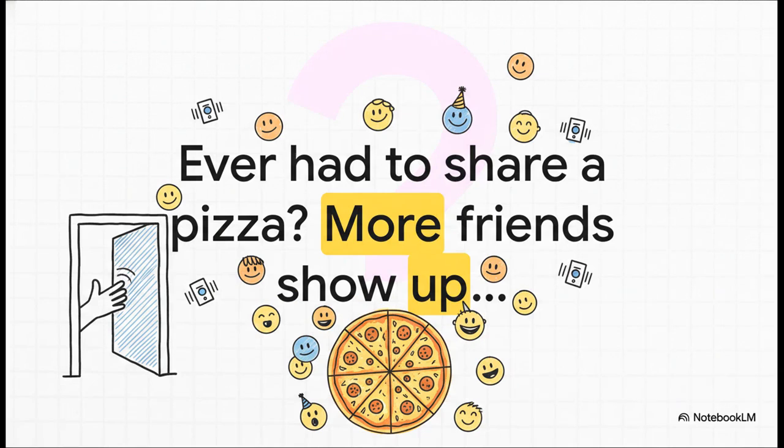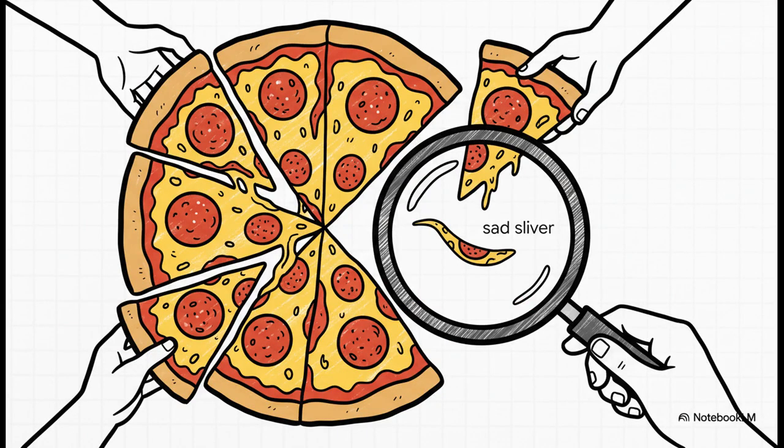So, picture this. You've ordered the perfect pizza, right? It's just for you, maybe one friend. But then you hear the doorbell, and then you hear it again. And suddenly, more and more friends start showing up. And just like that, the glorious half of pizza you were about to destroy becomes this sad little sliver of a slice. Ugh, the more people, the less pizza for you. We have all felt that pain.